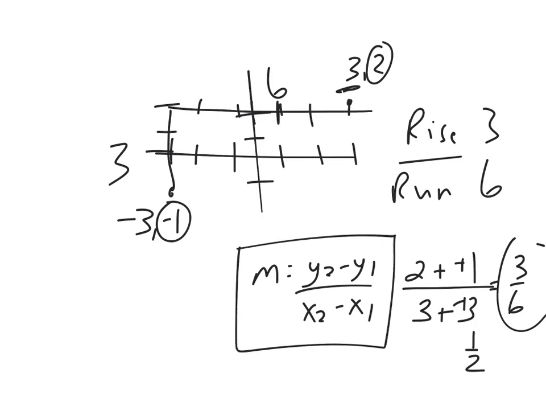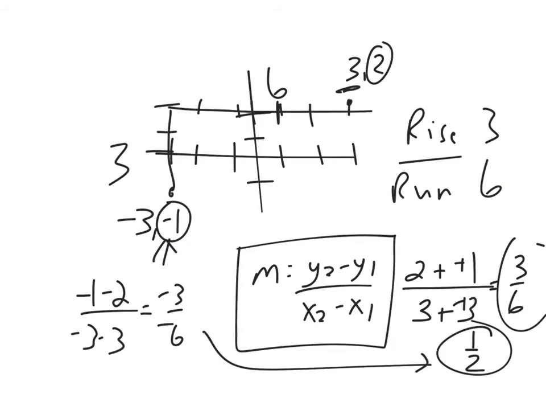And again, the order doesn't matter. If I'd chosen the -1 first, it'd be -1 minus 2, and then -3 minus 3 would be -3 over -6, which is still positive 1/2, isn't it?